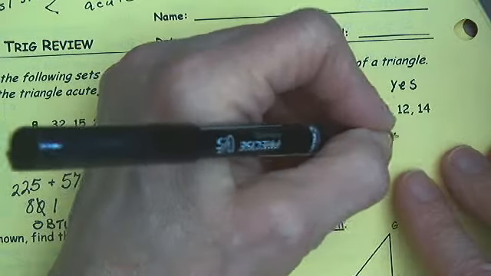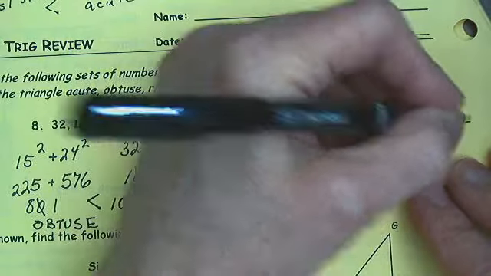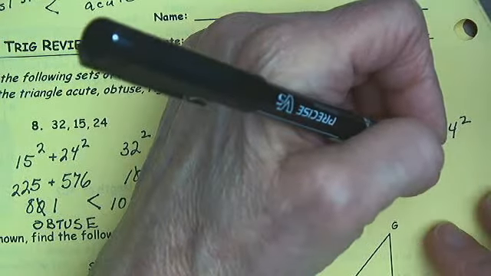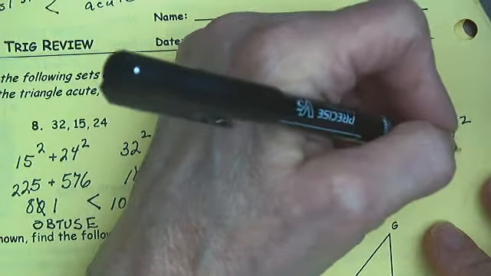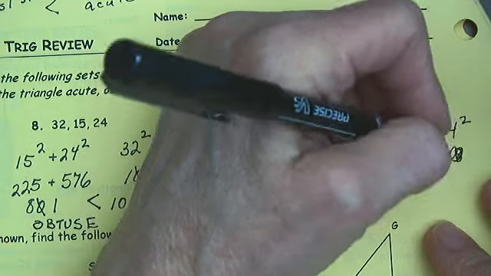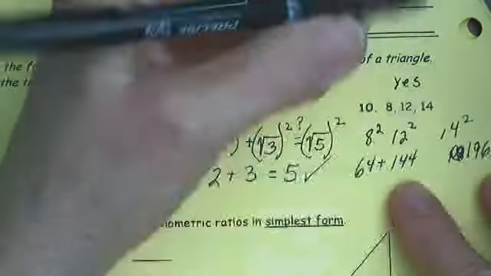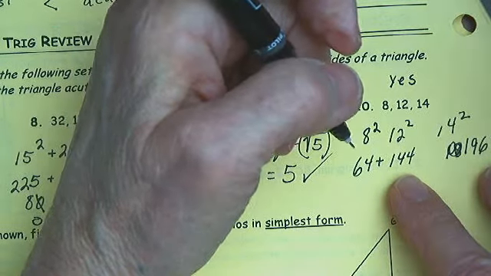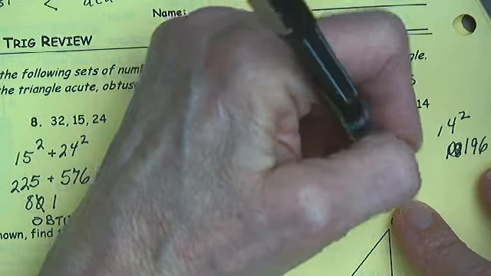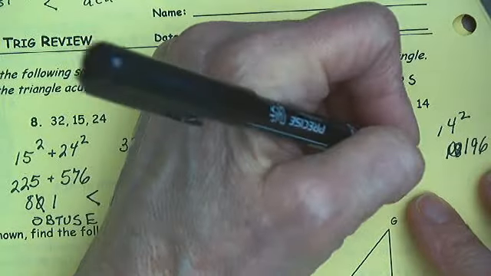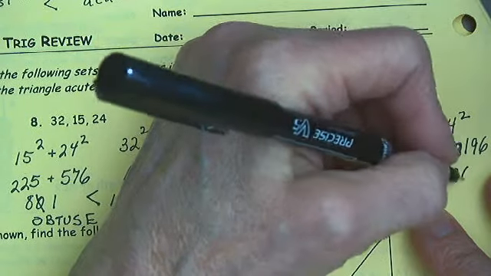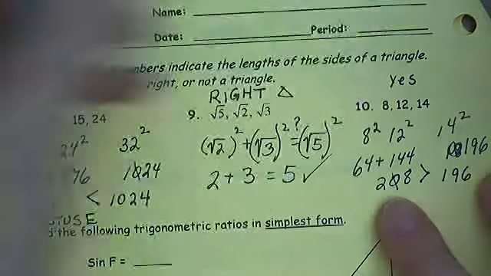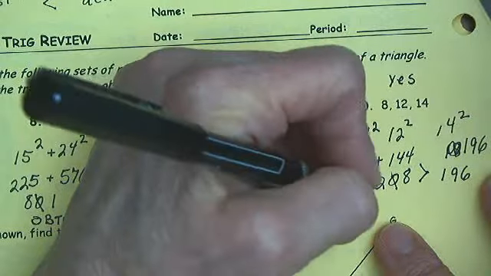8 squared, 12 squared, 14 squared, 64, 144. 14 squared is 196? I didn't think that 186 sounded right. 64 and 144 is 208. 208 is bigger than 196. 196 is smaller than 208. Therefore, this is an acute triangle.